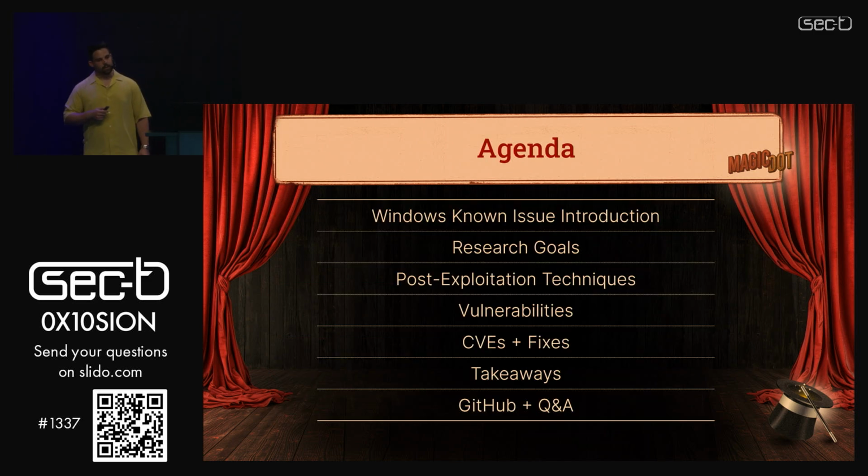So let's stop talking about me and see what we're going to discuss today. We're going to start with an introduction of a known unfixed issue in Windows that is the base for this entire research. We'll then see the research goals that I defined for this research. Then we'll see the post-exploitation techniques and vulnerabilities that I found that are all based on this known issue. And we'll wrap it all up with CVEs, fixes, takeaways, and a link to the GitHub repository with all of the abilities and magic tricks that we'll see here today.